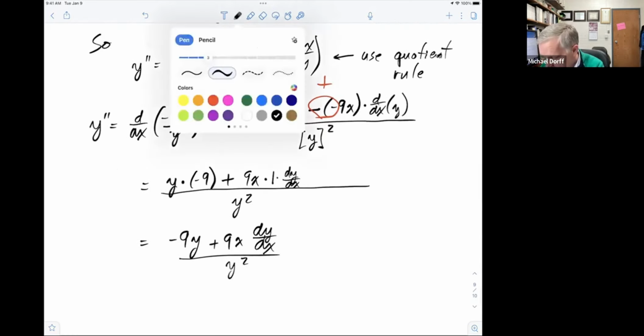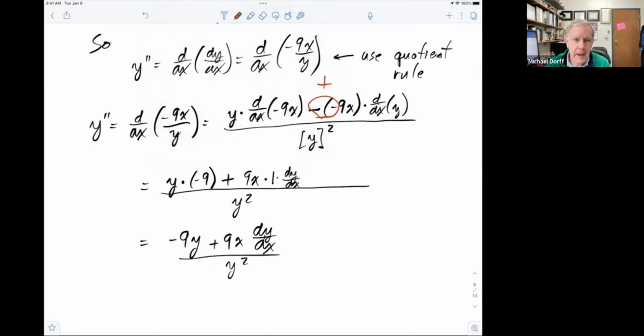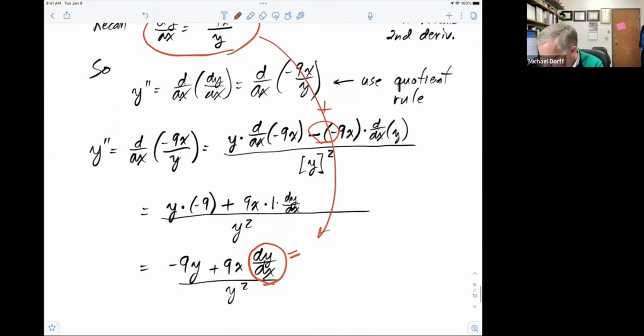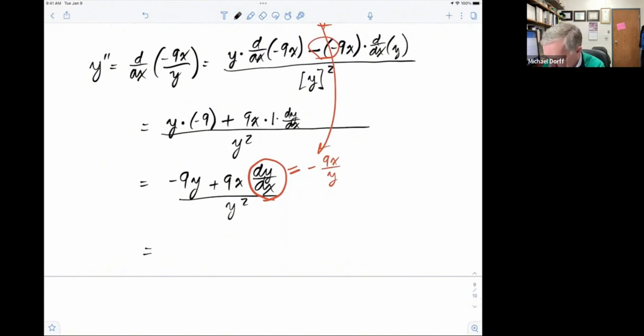Now here's where the first really important thing comes in. My answer here has a dy/dx in it. We don't want that. We want to get rid of this. So what can we replace that with? Well, what is dy/dx? If we go way back up here, dy/dx is negative 9x over y. So we're going to replace that here to get rid of the dy/dx. So on the top, we have negative 9y plus 9x times negative 9x over y, all over y squared.